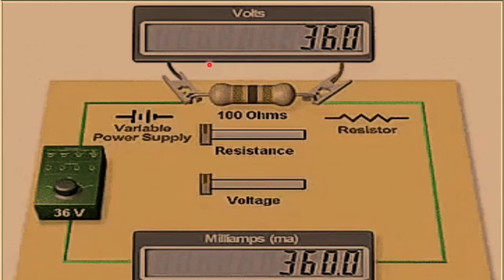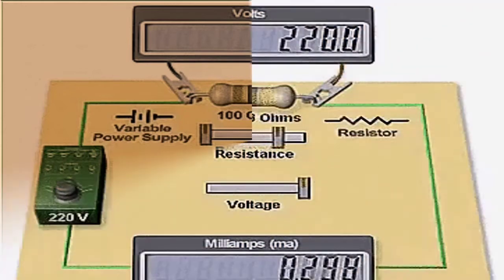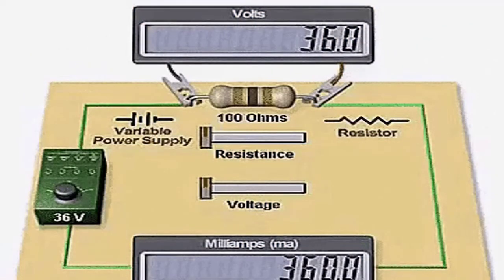The voltmeter is connected in parallel across the resistor. The change in the resistance can be observed here by the sliding of the slider. In a similar manner, the change in the voltage can be observed here by the sliding of the slider. Well, let's begin the experiment.